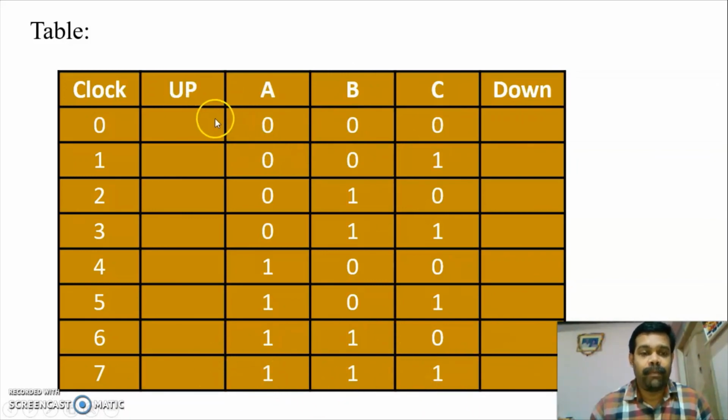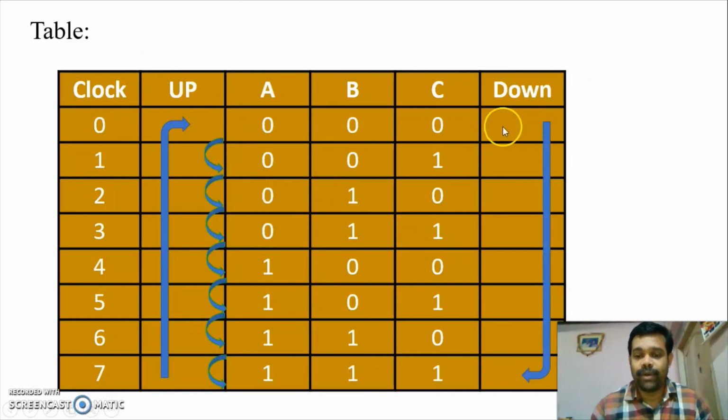So I will tell what is the up sequence. If present state is 0, the next state is 1 in the up counter. If present state is 1, the next state is 2. If present state is 2, the next state is 3. If present state is 3, your next state is 4. If present state is 4, next state is 5. If present state is 5, next state is 6. If present state is 6, next state is 7. If present state is 7, next state is 0. This is the up sequence. Then we will see the down sequence.